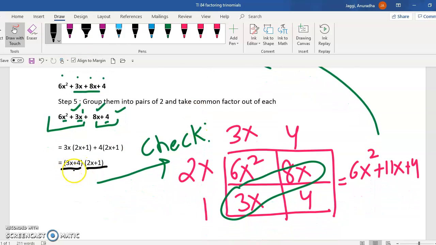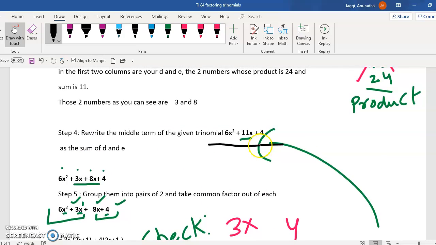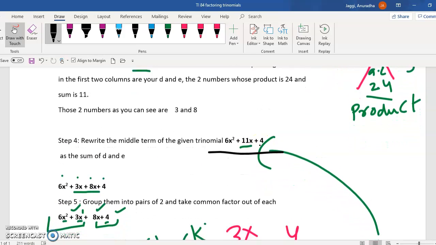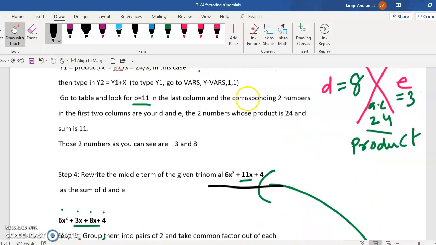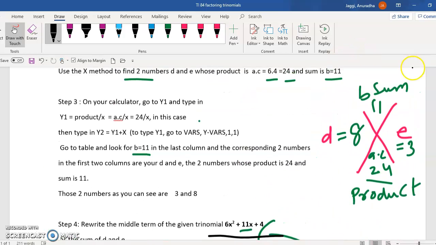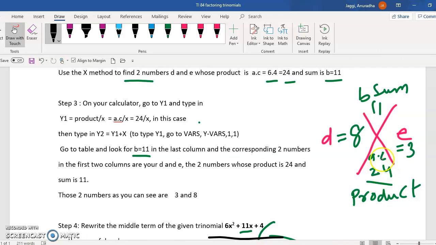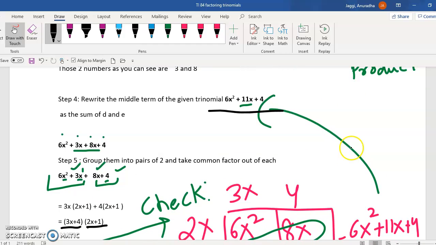You can multiply 3x plus 4 with 2x plus 1, combine the like terms, and you will see that you got the answer. So the calculator part, you can practice, try again. The most important part is that once you get those two numbers whose product is a times c, 24, and whose sum is 11, those two numbers were 3 and 8.